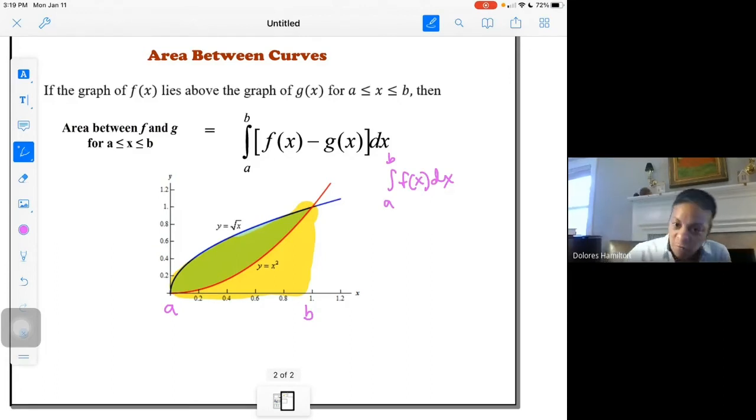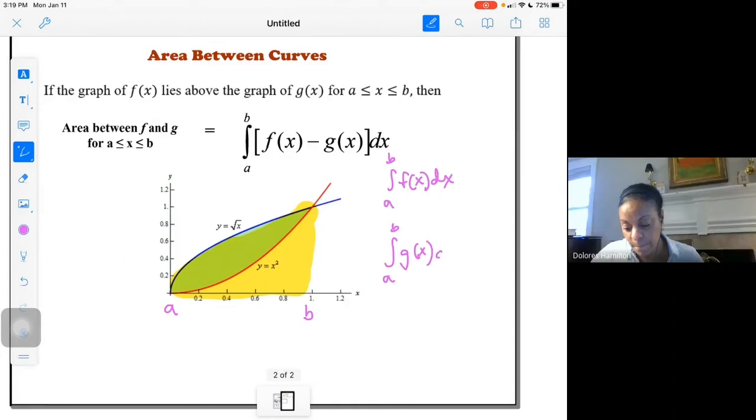But what if that red line signified g? And I'm taking that away from the blue. Well, the integral from a to b of g would just be what I have highlighted in pink. So if I took that away, we would be left with the area between those two curves.